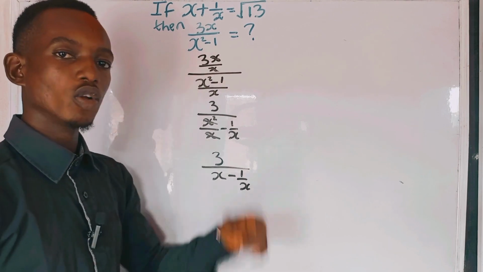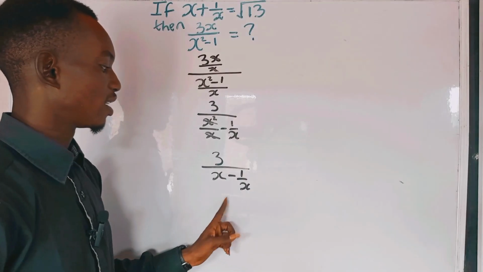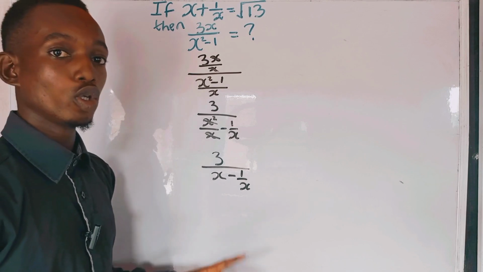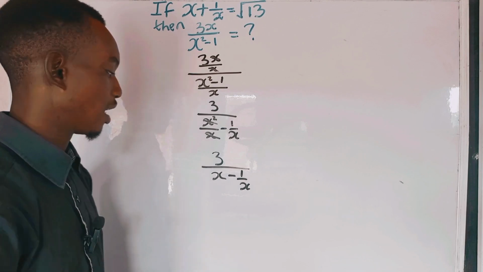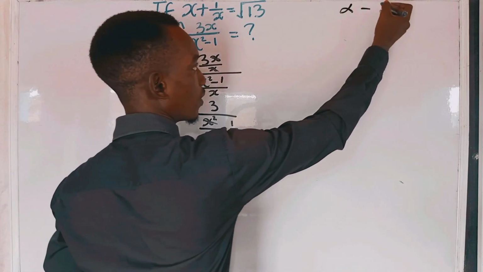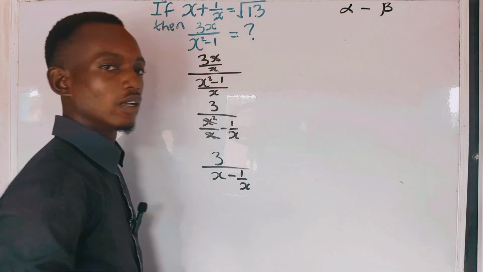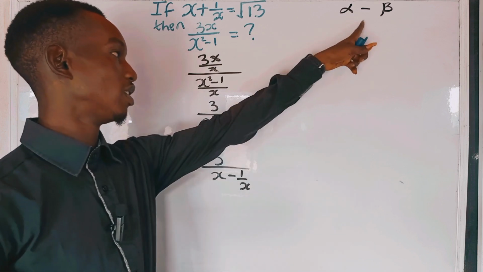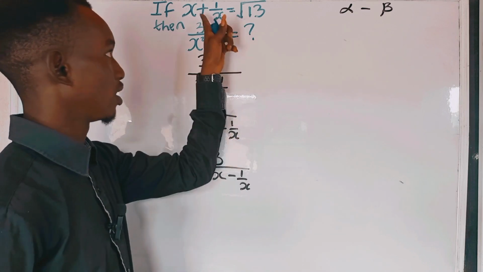We're going to use an algebraic identity. So what identity can we use here now? We're going to use the alpha beta identity. Now, let's assume x to be alpha, and minus 1 over x to be what? Beta. Now, what identity can we use here? How can we convert this minus to the plus that we need?